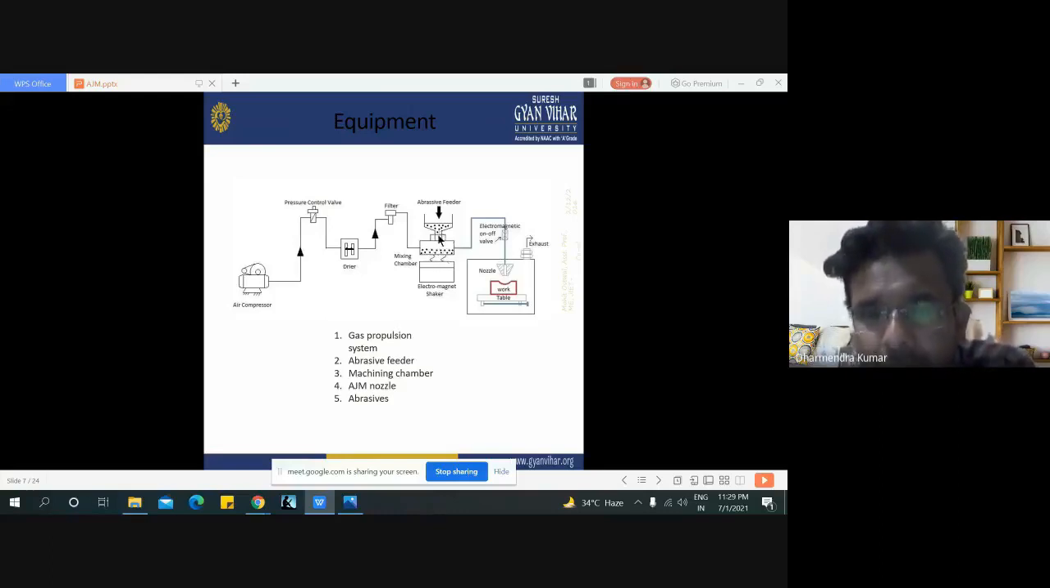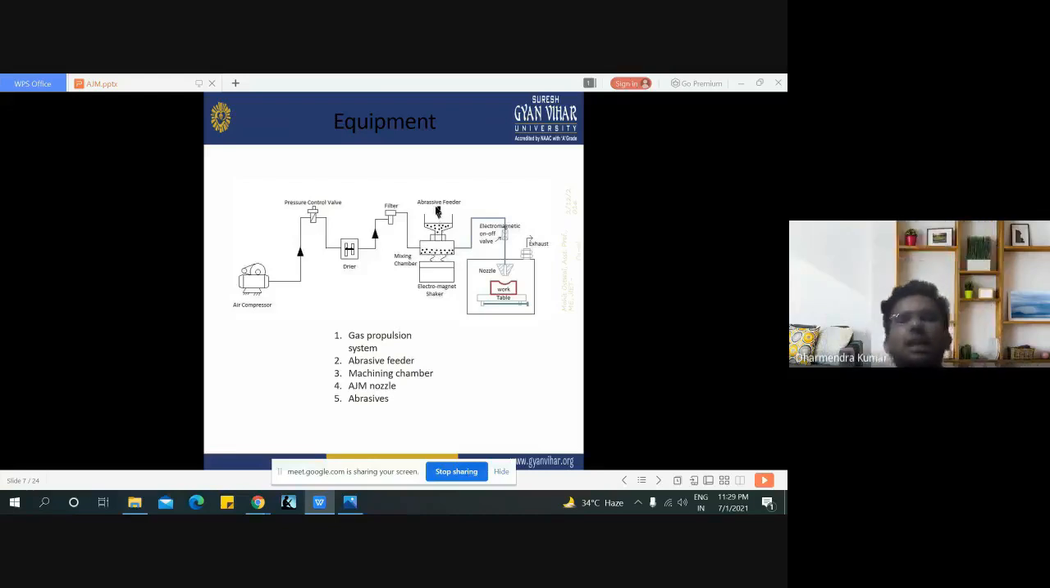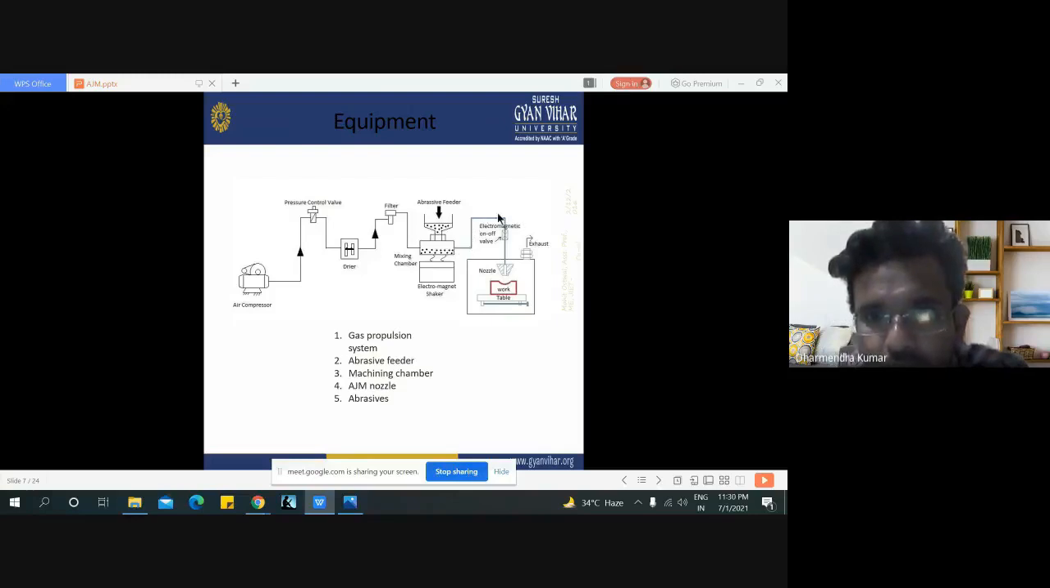Abrasive particle containers are situated above the mixing place, where the abrasive feeder is. From the abrasive feeder we continuously feed abrasive particles to the chamber where the gas and the abrasive particles are mixed together. Here we use an electromagnet shaker for proper mixing of abrasive particles with gases. After that, the mixture goes through this pipe.